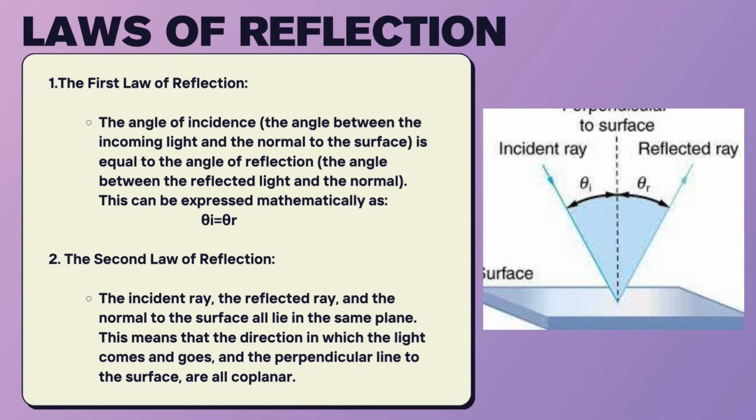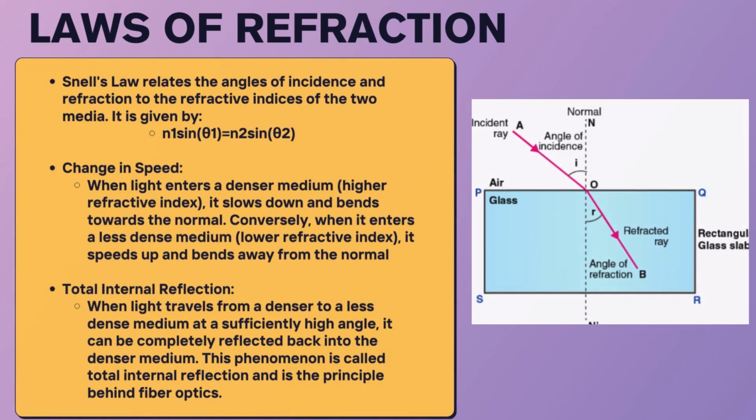The incident ray, the reflected ray, and the normal to the surface all lie in the same plane. This means that the direction in which the light comes and goes, and the perpendicular line to the surface, are all coplanar.